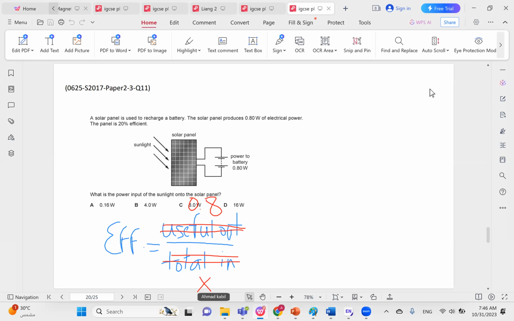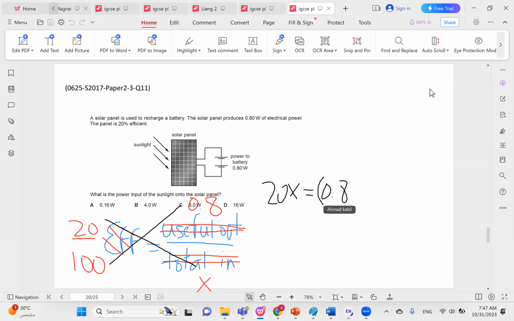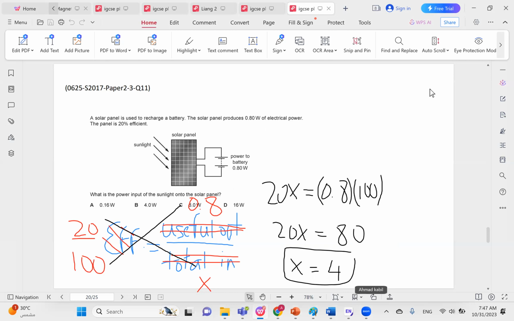And the efficiency is 20%. So let's just write here 20 over 100. And then by cross multiplication, we can easily find X. So these two multiplied must equal these two multiplied. So 20X equals 0.8 multiplied by 100. So 20X is equal to 80. So X is equal to 4. And the input energy here would be 4 watts. So the correct choice here would be choice B, 4.0 watts.